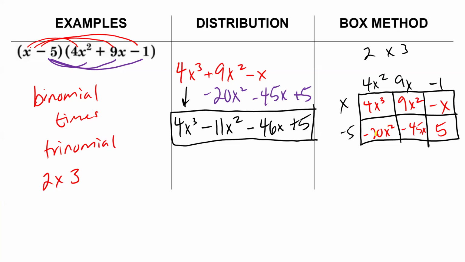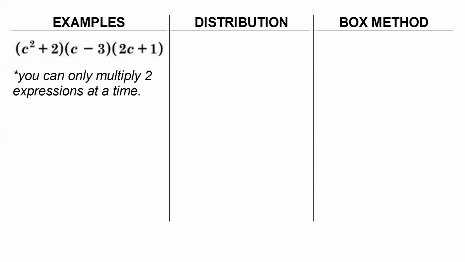Good job. Typically in the box method, as long as you're in order, like terms are going to be diagonal from one another. Do we still end up with the same answer? Yes. It is 100% up to you which way you choose to do it. Now, this one is just to show you that when you have multiple polynomials being multiplied, you can only do 2 at a time. So you're going to evaluate those 2 and then go back and multiply. Does that make sense?